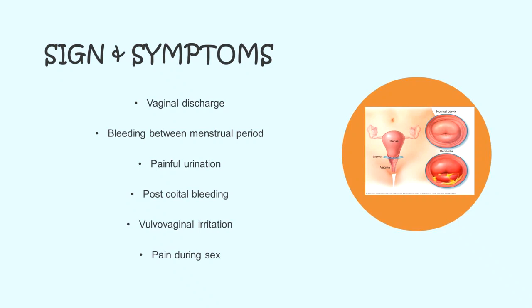Patients who have cervicitis may complain of vaginal discharge, bleeding between menstrual periods, painful urination, postcoital bleeding, vulvovaginal irritation, and pain during sex.